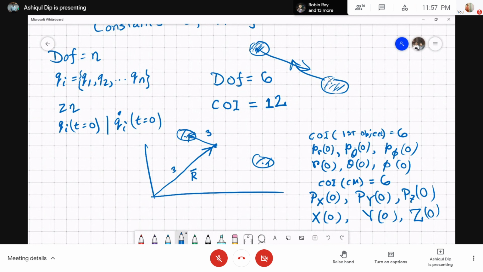Any reason behind considering the polar coordinates and not the Cartesian coordinates? Yes, because it has a polar symmetry. So its potential is polar symmetric. We'll see next day. Its potential depends on distance only. So that's why.